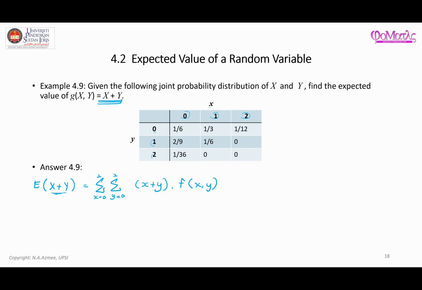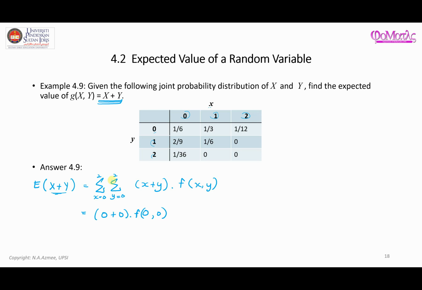Right, so how are we going to do this? First, we're going to substitute x equals 0 into this part and y equals 0 into this. So here we have 0 plus 0 times f(0, 0). Next, we're just going to change the inner part first.